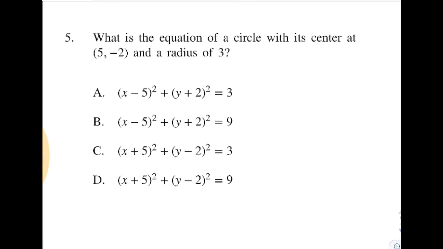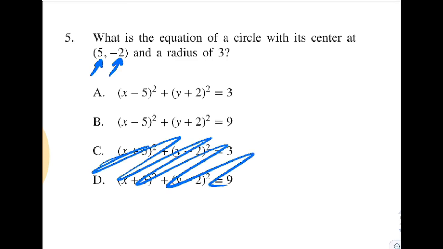Number 5, same idea. If it's 5, negative 2 for the center of the circle, we're looking for negative 5, 2. So it can't be these two. A radius of 3 means it has to be choice B, because you need 3 squared, which is 9.